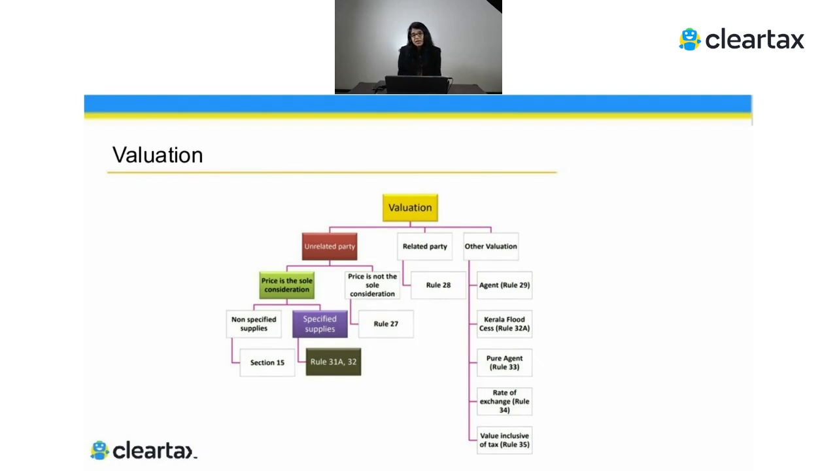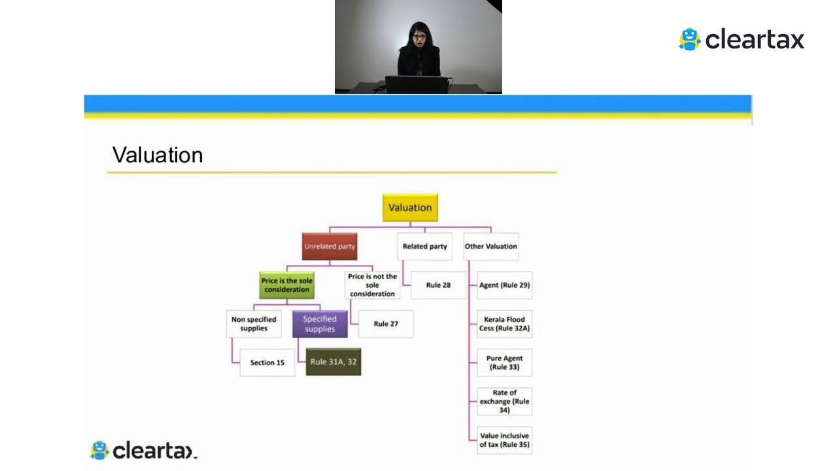Now, the second important point is, let's say it is related, or this consideration is not only in money, it could be in some other form, right, in kind or something. Then what will be the value? Here, if the price is not the sole consideration, then there is rule 27 which talks about how you have to go. It says, first you look into the market value and then you go with the other procedures. Similarly, if you are dealing with a related party, there is rule number 28 which talks about how you have to deal with it.